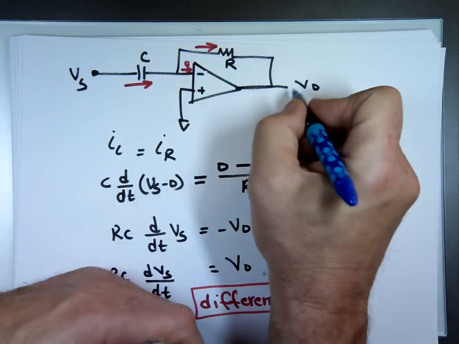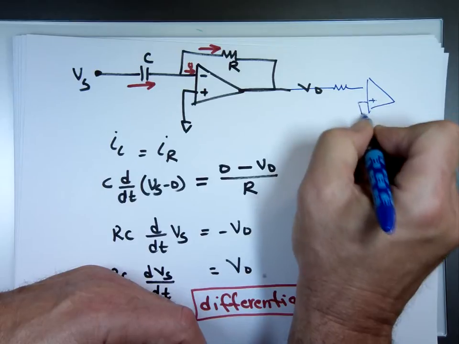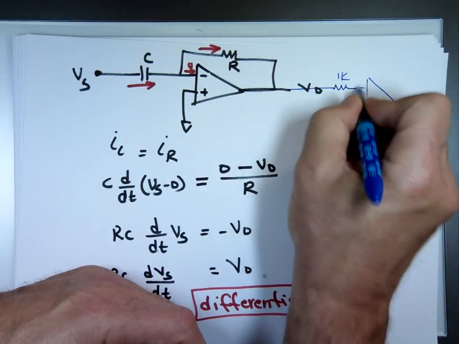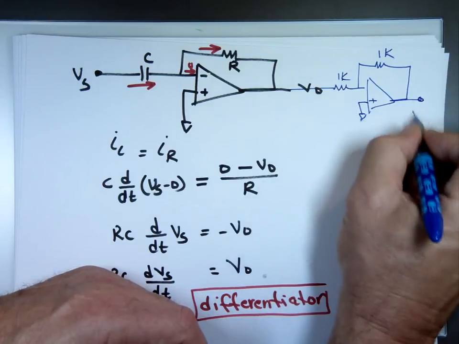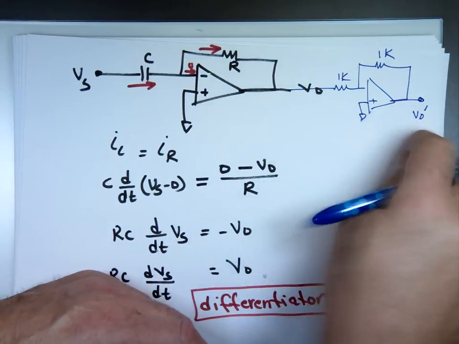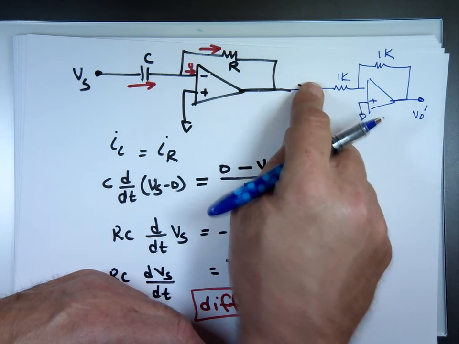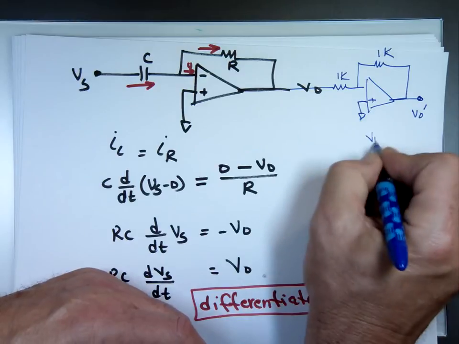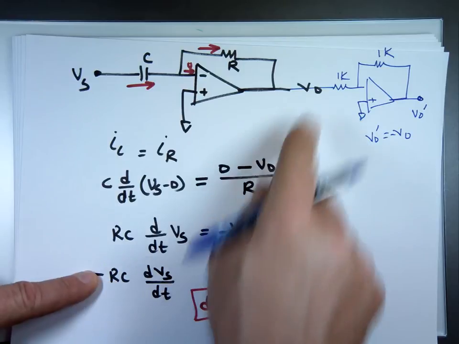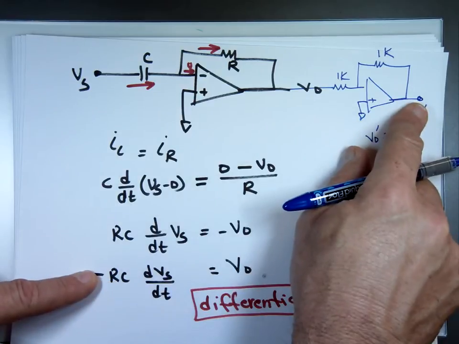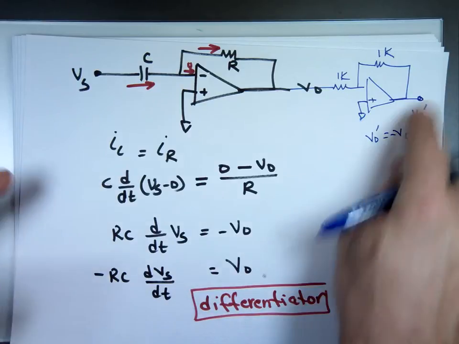I can take this and feed it to another op amp with equal values, 1K, 1K, and what this one does is flip that signal. Remember, this is negative this over that times this. So V out bar equals negative V out. So if this value is negative and you want to make it positive, you bring another one and that will change it to a plus. Make R times C equal to 1. And now you have this one, which is the derivative of that.